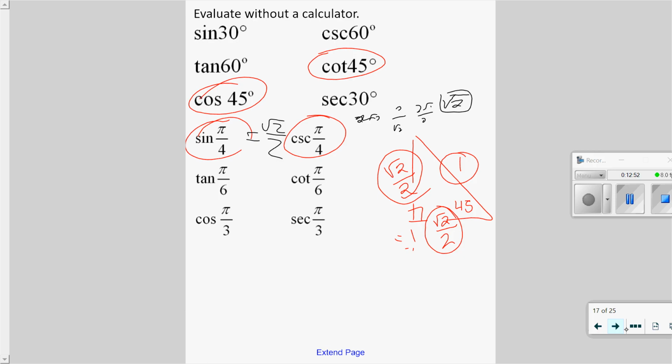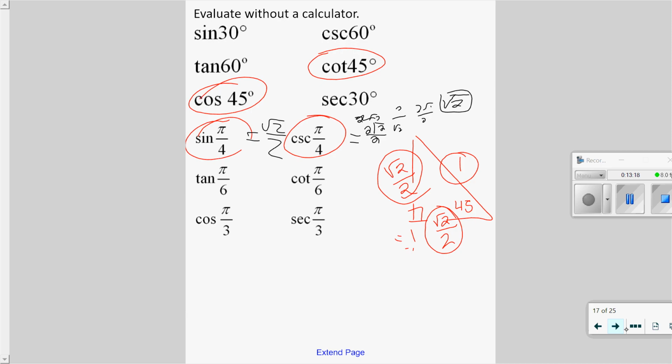Cosine or cotangent? Cosine or cotangent is either rad 2 over 2 or rad 2. Cosine or cotangent? Come on, what's true in a 45, 45, 90 triangle? Which 2 sides are equal? Opposite and adjacent? Aren't they equal in a 45, 45, 90? Not one. Right? You guys are killing me here.